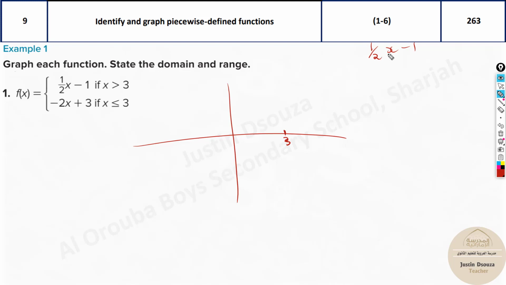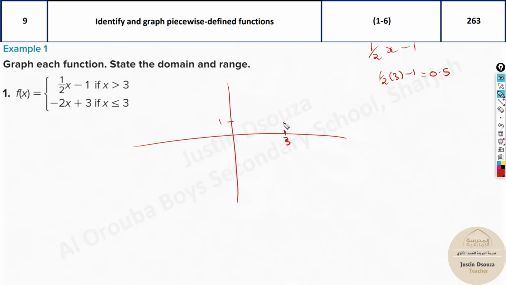Now there are various ways to graph this. You can just substitute some values at 3, 4 and easily do it. I would suggest that because otherwise it would be confusing. So I will start with 3 obviously because x is 3. So instead of x, just substitute the value of 3. So half into 3 minus 1. Half into 3 is 1.5 minus 1 is 0.5. So what happens? The first value is, if this is 1, 0.5 here.